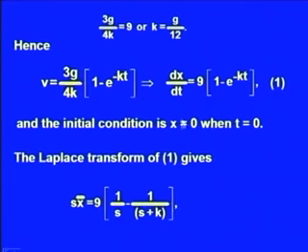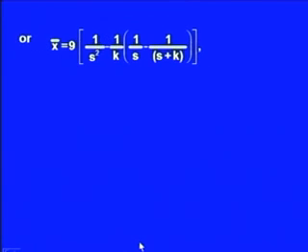Now, if you take the Laplace transform of equation 1, we are going to solve it for x. Then we will have s x bar minus x(0) is equal to 0, and the right hand side will give us 9 times the Laplace transform of 1, which is 1 over s, minus the Laplace transform of e to the power minus k t, which is 1 over s plus k. Or we can say that x bar is equal to 9 into 1 over s square minus 1 by k into 1 by s minus 1 over s plus k, after we break it into partial fractions.